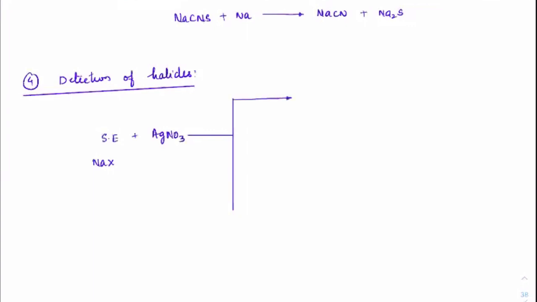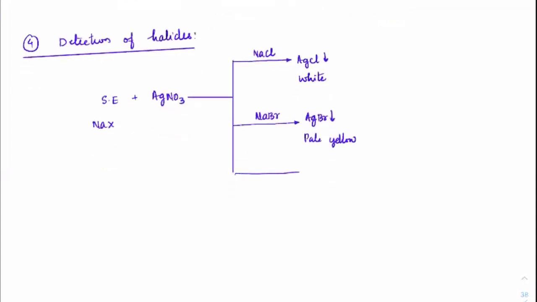First one, in case that sodium extract had chlorine, it would give AgCl precipitate, and AgCl precipitate is white in color. In case we have bromine, it will give AgBr precipitate, which is pale yellow color precipitate. And in case we have NaI, it will become AgI precipitate, which is dark yellow color.